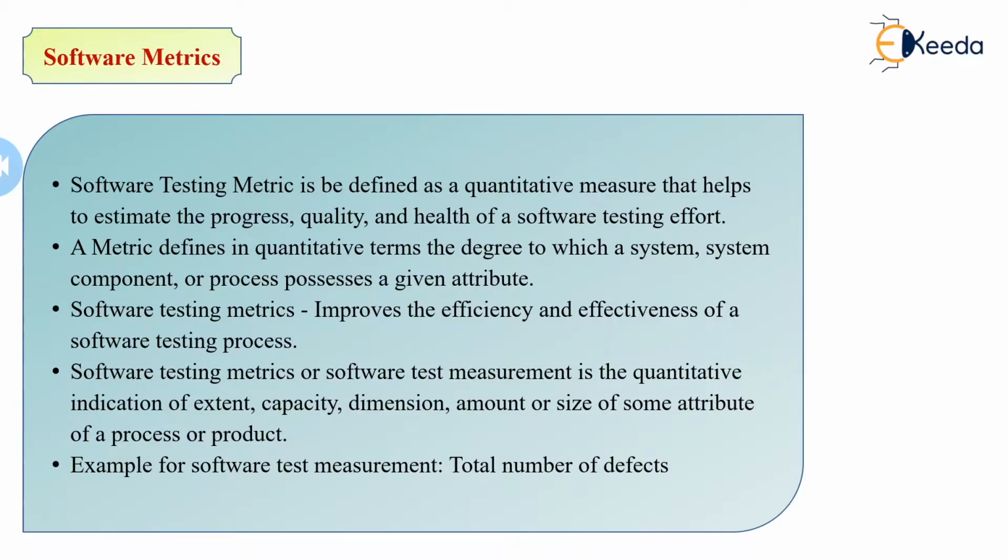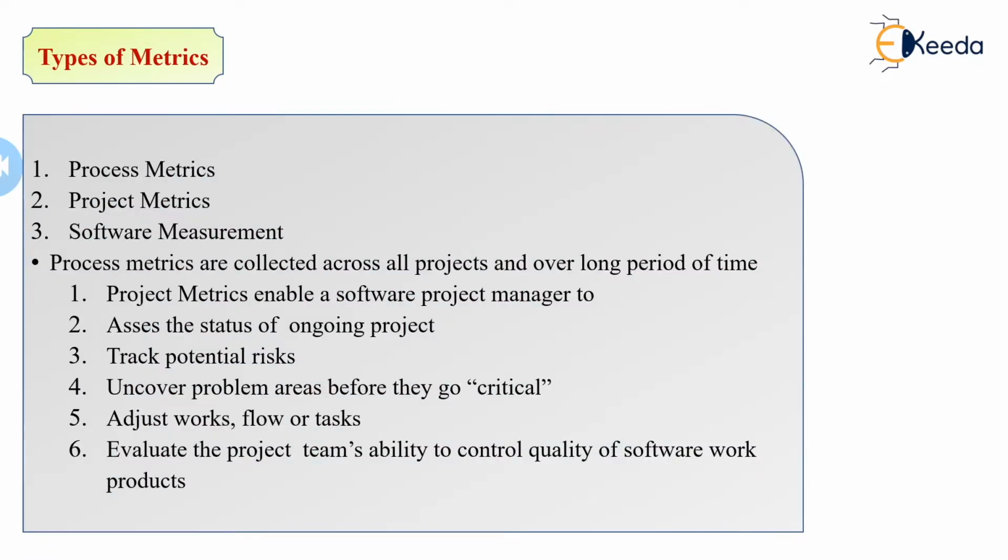Now, as an example, when we talk about the software metric, it is defined as the total number of defects found, total number of errors found. Since we are talking about fault, error, and uncovered defect, we'll use the term defect. What happens is the total number of defects or failures that have occurred, and how much time it required for your testing. Now, there are types of metrics. One is your process metric, one is your project metric, and third is your software measurement.